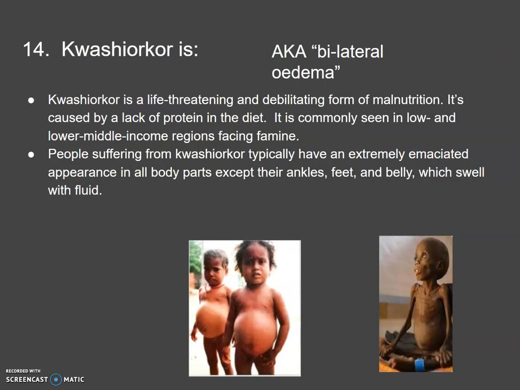Kwashiorkor is a life-threatening and debilitating form of malnutrition. It's caused by a lack of protein in the diet. It's commonly seen in low and lower middle income regions facing famine. It's typically known for an extremely emaciated appearance in all the body parts except for the ankles, feet, and belly, which swell with fluid. So it has a very distinct look about it. And it's a specific form of malnutrition that's linked to a lack of protein.